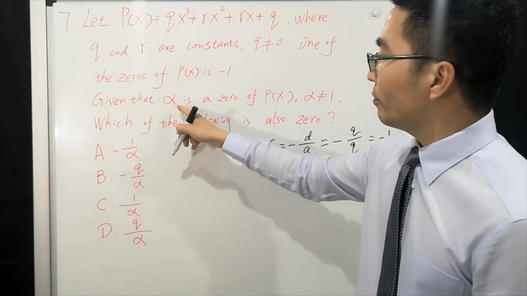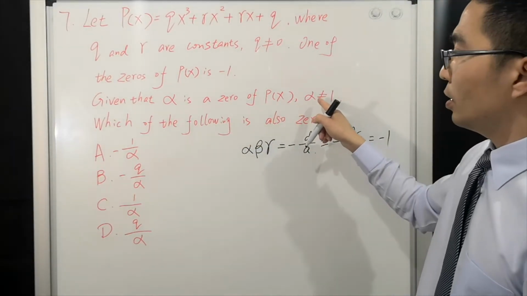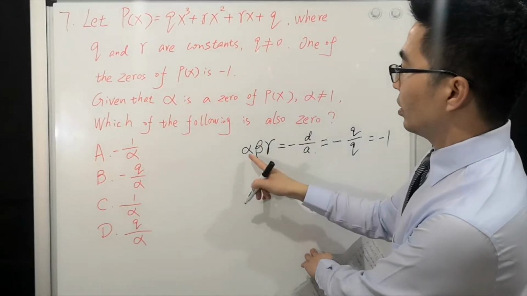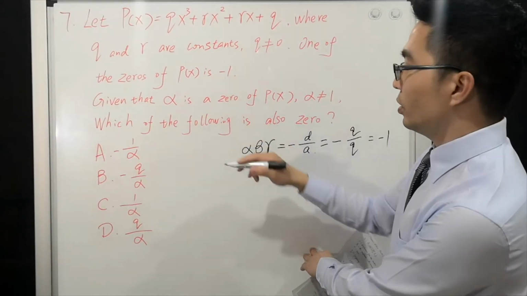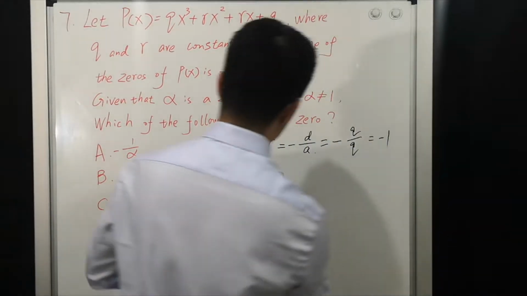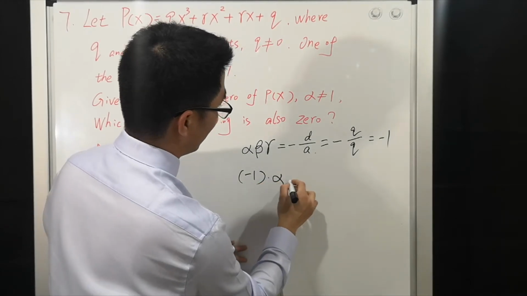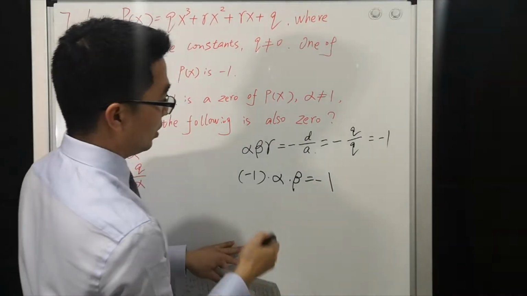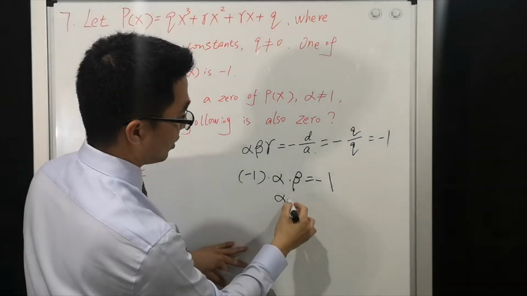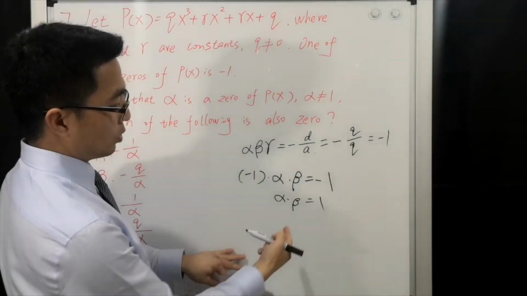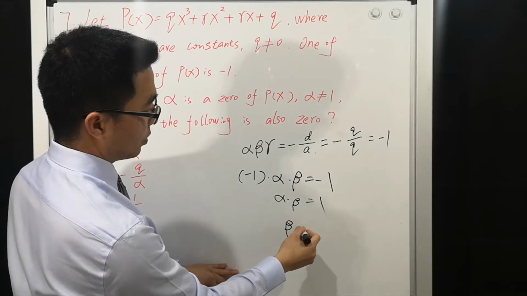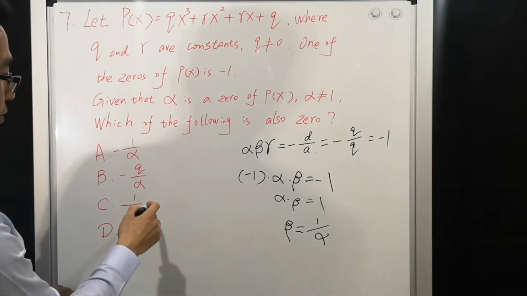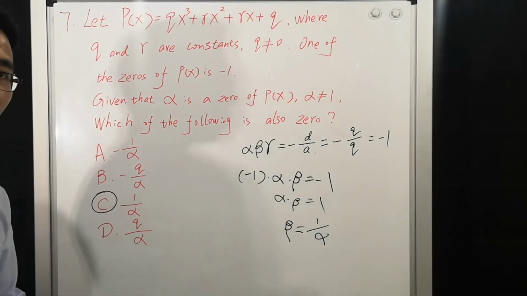And given that alpha is a zero as well of the function, and alpha isn't 1, we have another zero, negative 1. So negative 1 and alpha are 2 zeros. So negative 1 times alpha times another zero equals negative 1. So we have alpha times beta equal to 1. So beta, the last zero we want to know, equals 1 over alpha. So 1 over alpha, C should be the answer.